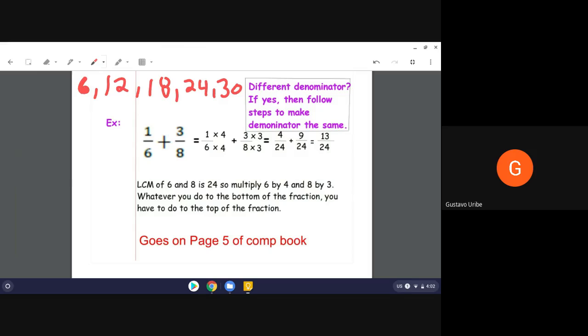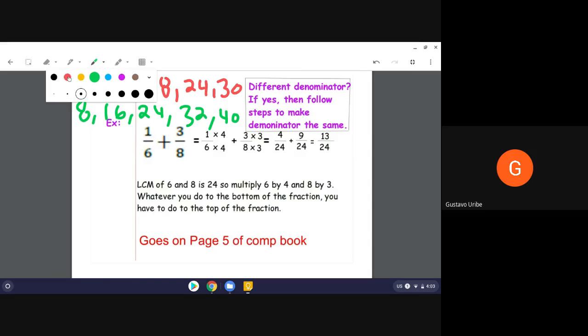These are just multiples of 6, right? 6 times 1 is 6. 6 times 2 is 12. 6 times 3, 18. 6 times 4, 24. 6 times 5, 30, and so on. Now I'm going to do the same thing, but with 8. 8 times 1, 8. 8 times 2, 16. 8 times 3, 24. 8 times 4, 32. 8 times 5, 40.